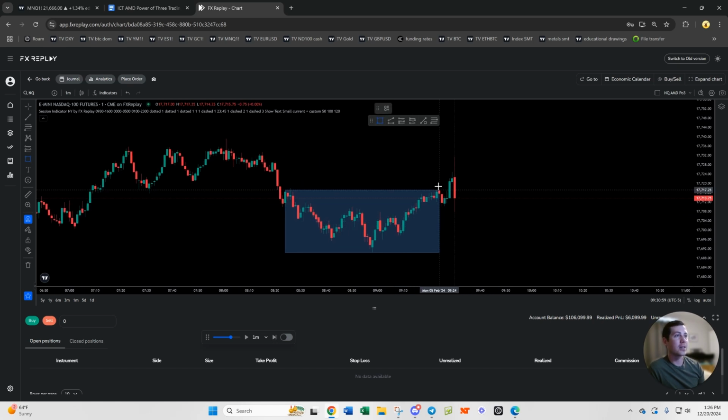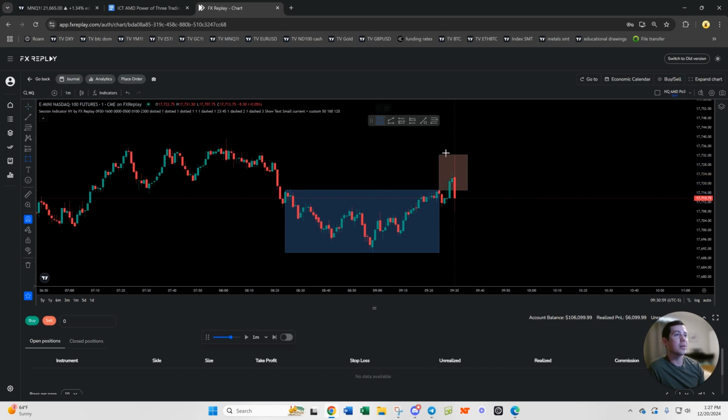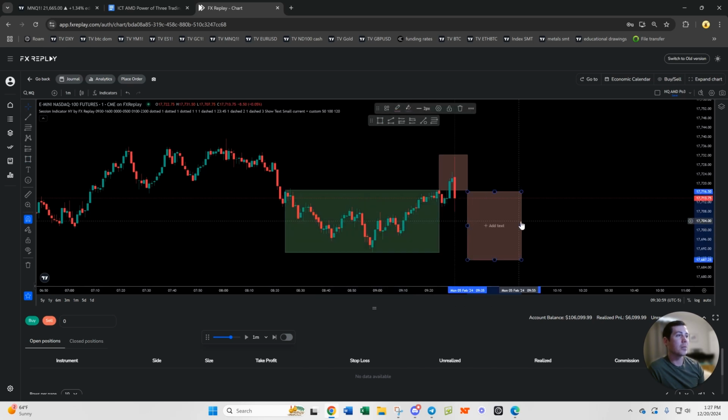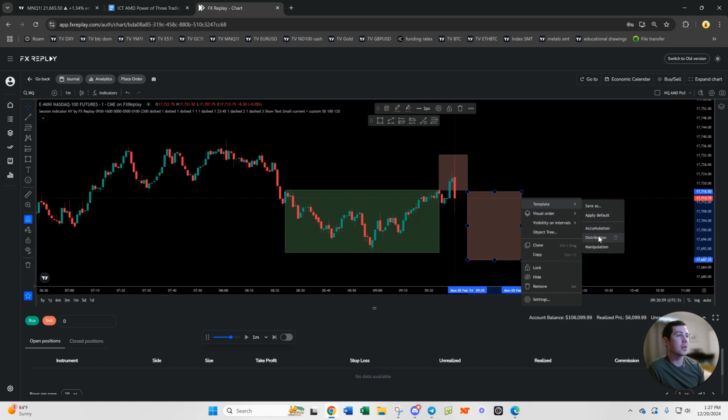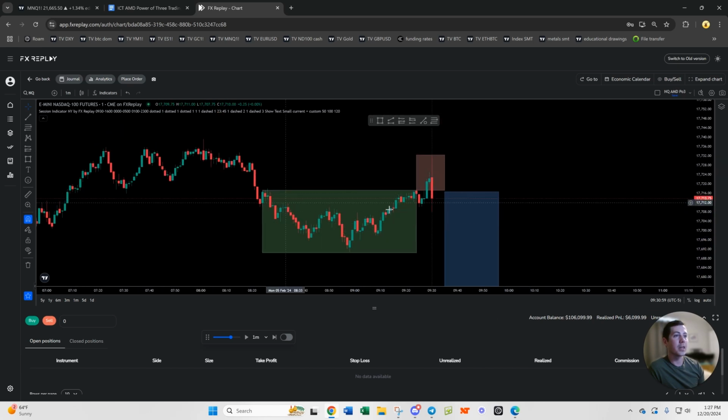So if you look, we have a potential manipulation phase here, and we're hoping for distribution. Sorry, I gotta change the color of this one. Template accumulation, and we're hoping this one will be a distribution. So we've kind of chopped back and forth for a while here. We had a move to the upside followed by an inverted fair value gap right here.